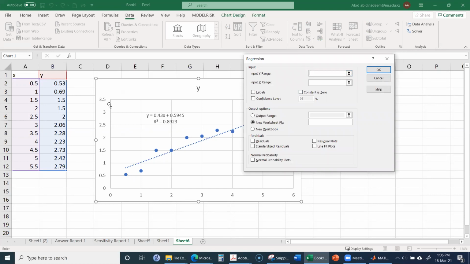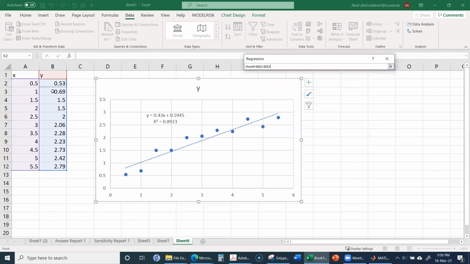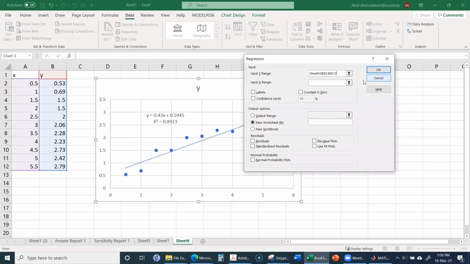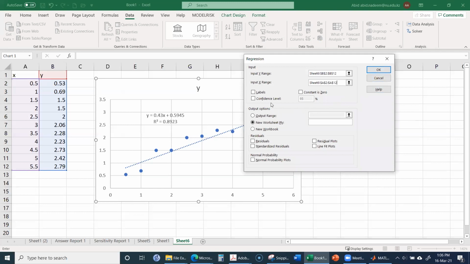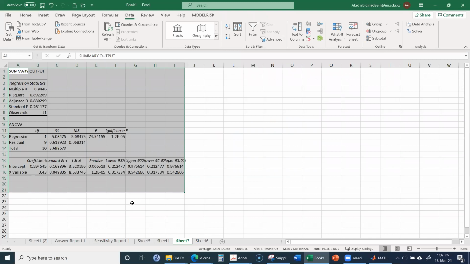And we can click the input Y range. Input Y range is this. And we can input the X range, as over here. We do not identify any labels. And we can create a new worksheet. Yeah, and we can also put it there. Okay, so just select the Y and X range over here, and click the labels. Maybe the labels are here. Let's just remove it and then click OK. So a new sheet will open over here.